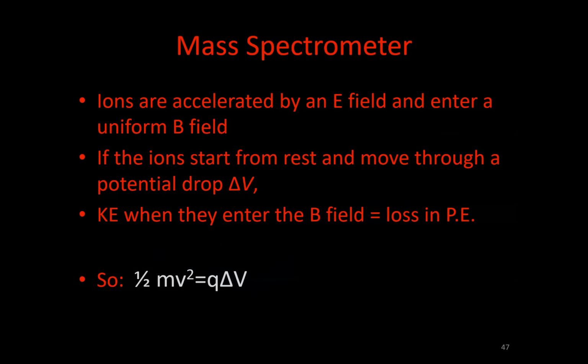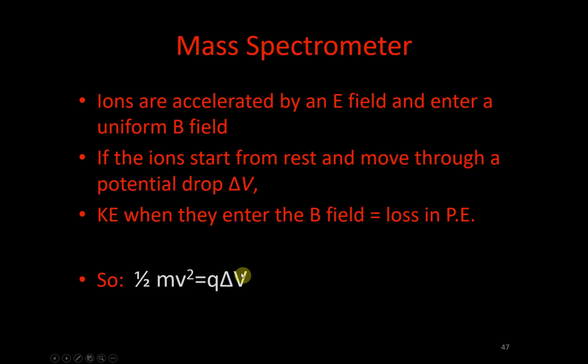So in a mass spectrometer, ions are accelerated by an electric field and then enter a uniform magnetic field. If the ions start from rest and then move through some potential drop of delta V, then the kinetic energy when they enter the magnetic field equals the loss in the potential energy. So in other words, half mv squared equals q delta V.